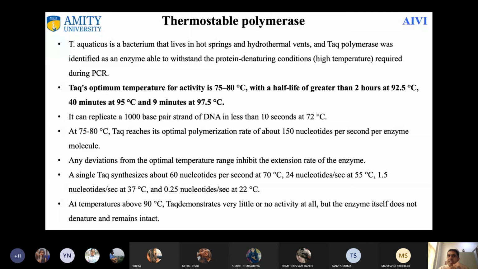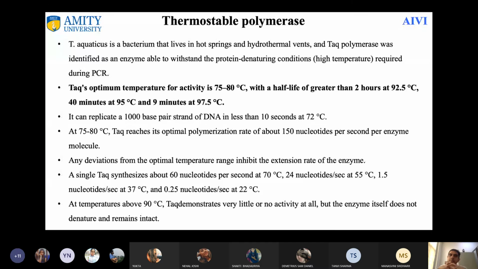So that type of enzyme was isolated from the bacterium named Thermus aquaticus, which is present in hot springs and hydrothermal vents, and the enzyme isolated from that, the Taq polymerase, was identified as an enzyme able to withstand protein-denaturing conditions, that is the very high temperature that is required for your PCR. So that enzyme is able to function at that high temperature.